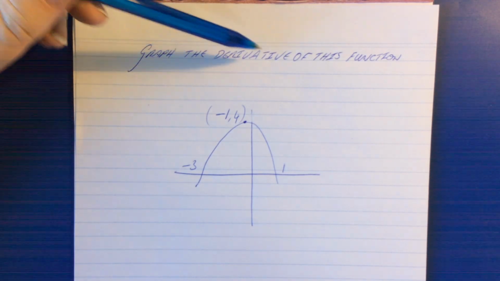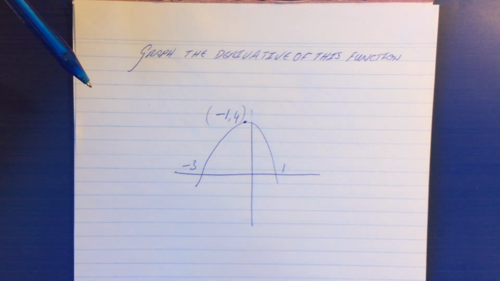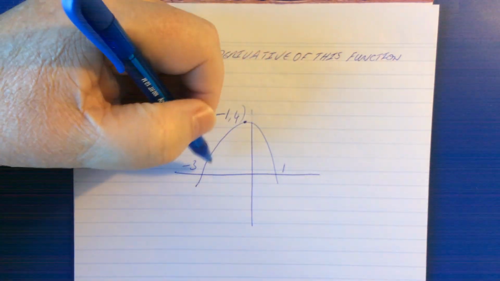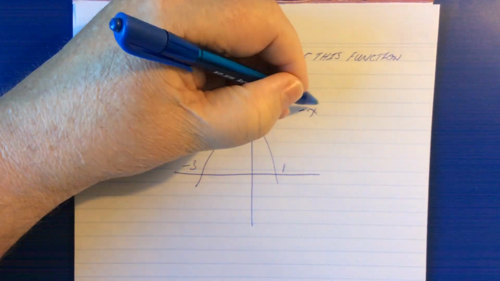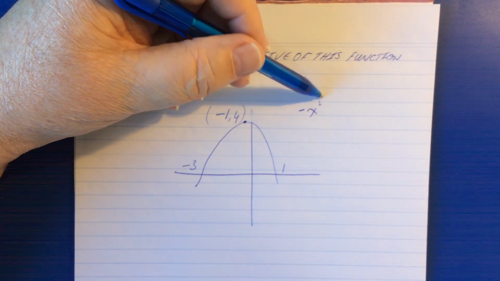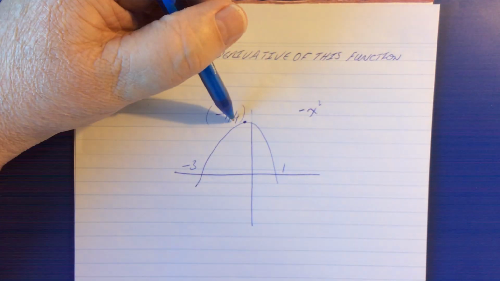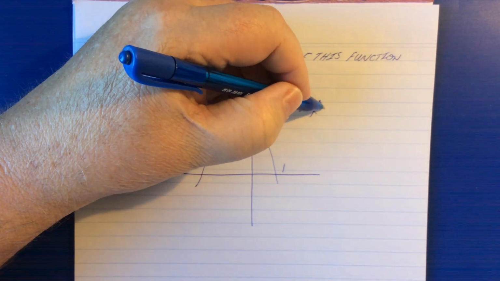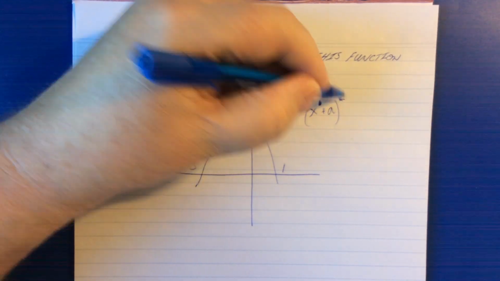We have to graph the derivative of this function. So what do we know? Well, we do know a few things. We know that the general shape of this, I won't go into great detail, is that it's a negative quadratic of some sort. It's slightly off center, so it probably looks something like that.